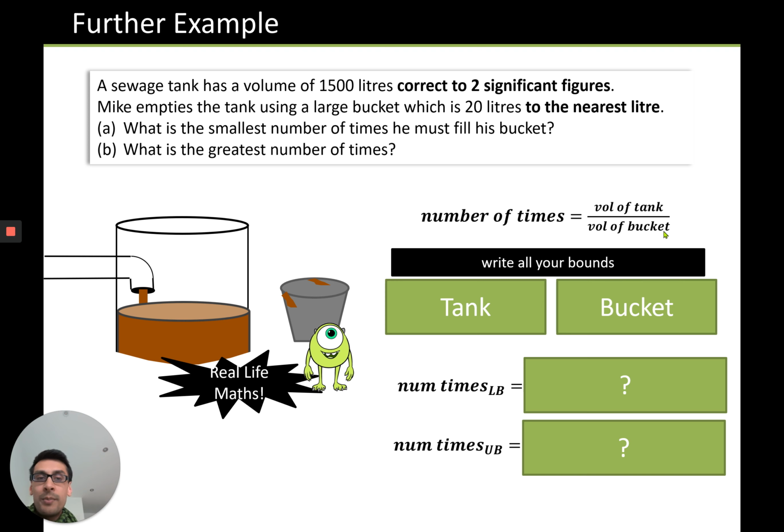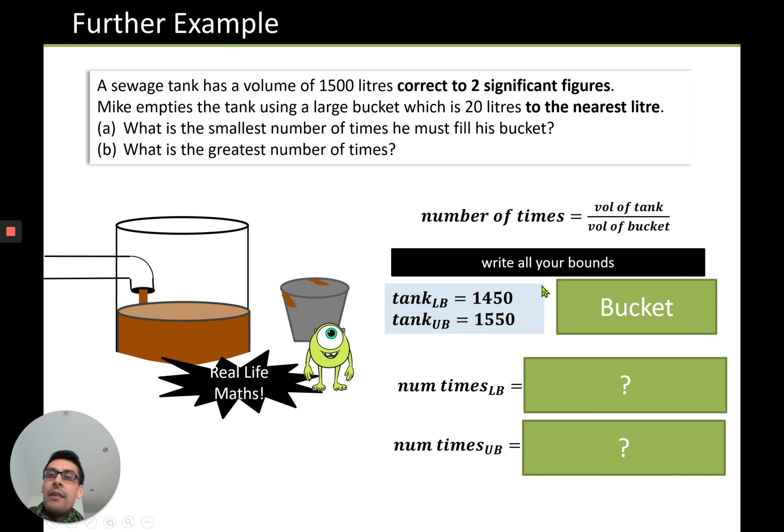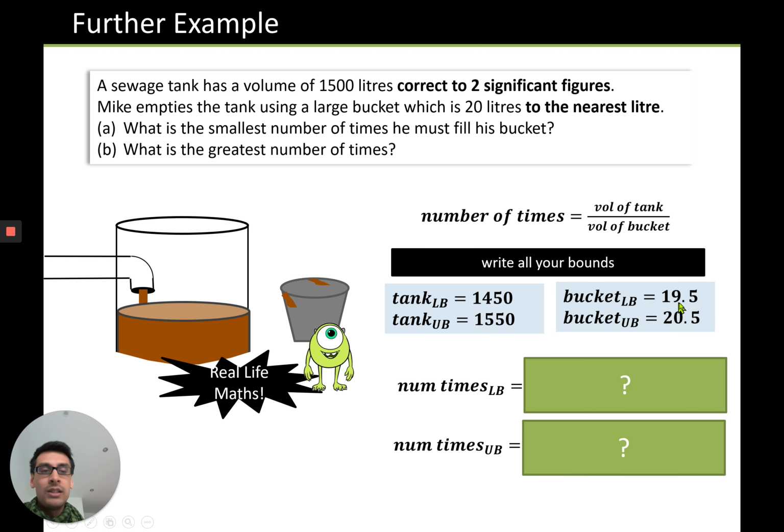You can then write out your bounds. Now, two significant figures for 1,500. Well, that 5 is the second significant figure. The place value is 100. So you half 100 to get 50. So for the upper bound and lower bound, we're adding and subtracting 50. That's for the tank, so 1450 and 1550. And then for the bucket, this is to the nearest litre, so we add and subtract half a litre, so 20.5 and 19.5.